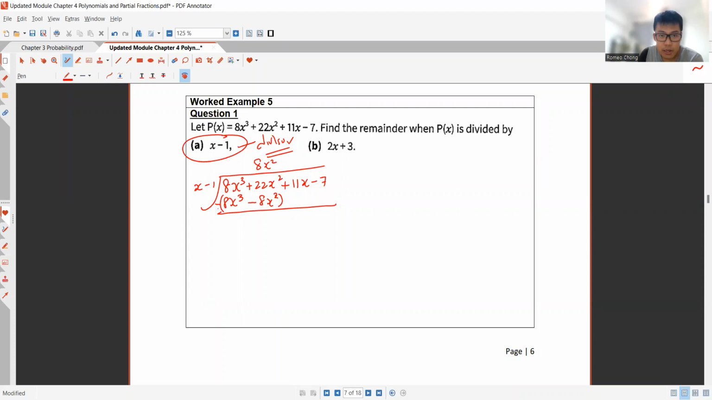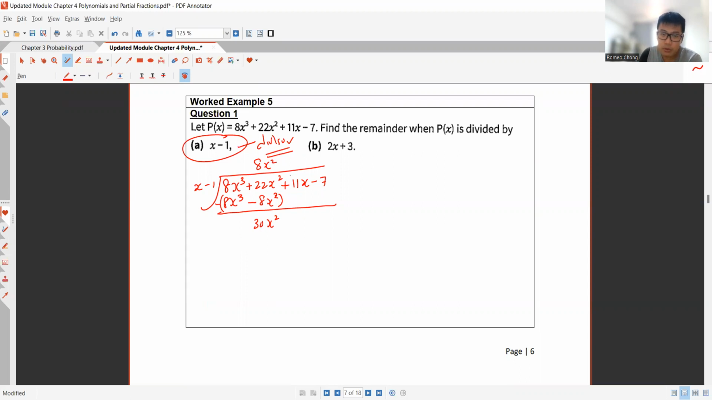Okay, then after that, what you need to do is you subtract, right? So 8x cubed minus 8x cubed, no more. Then the other one, 22x squared, minus becomes positive, becomes plus, right? So 22x squared plus 8x squared, you actually get 30x squared. Okay, so you have gotten the first remainder.